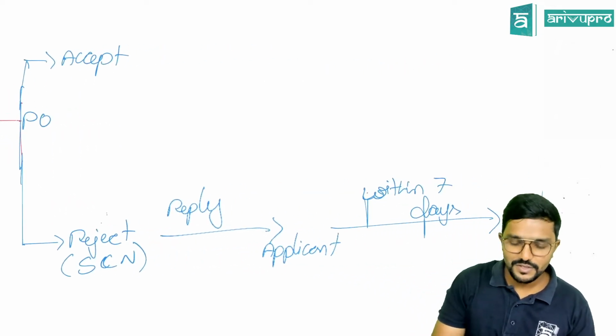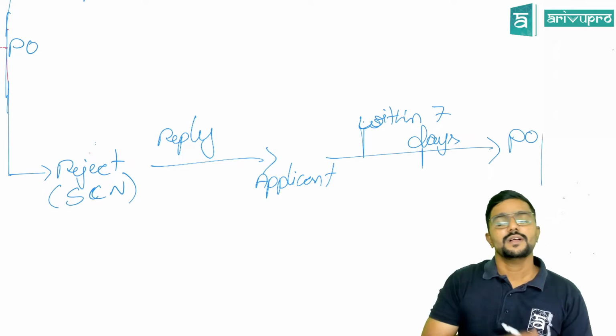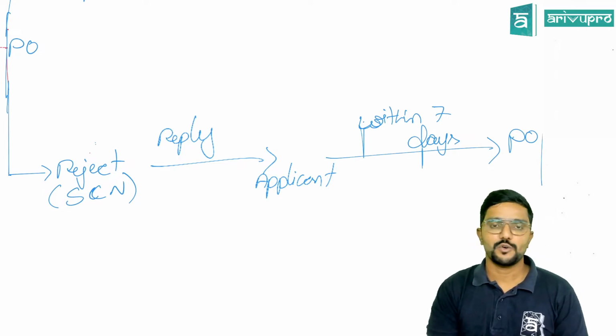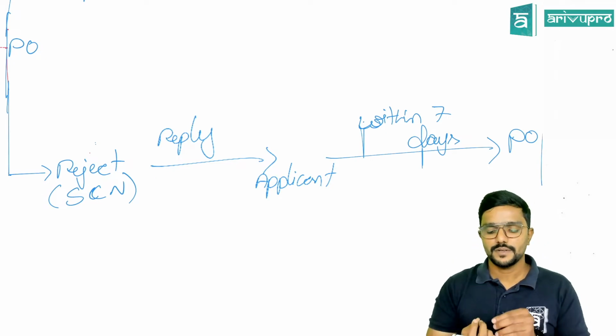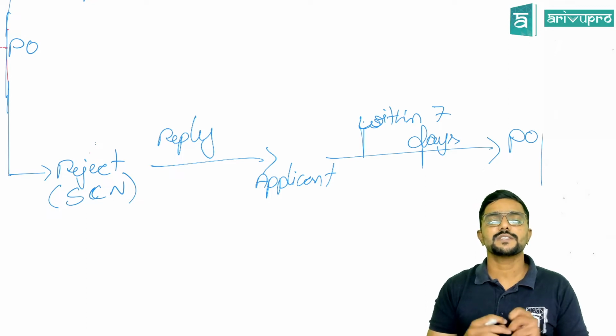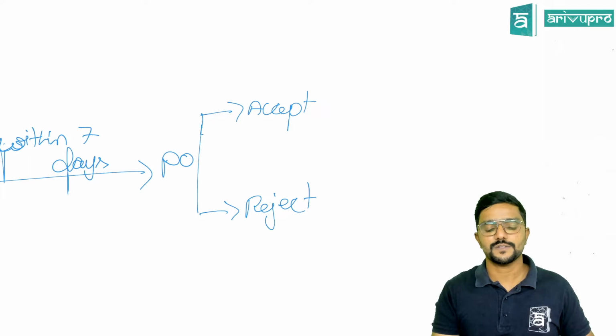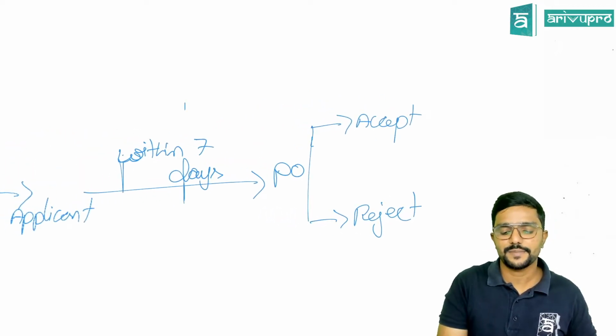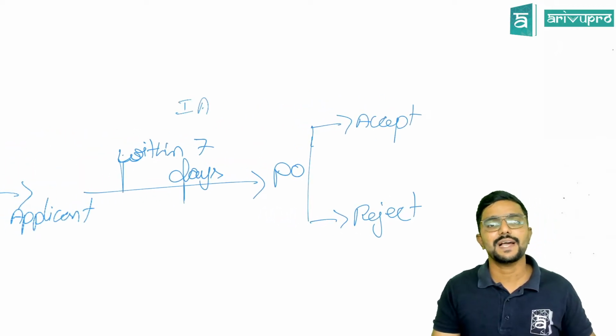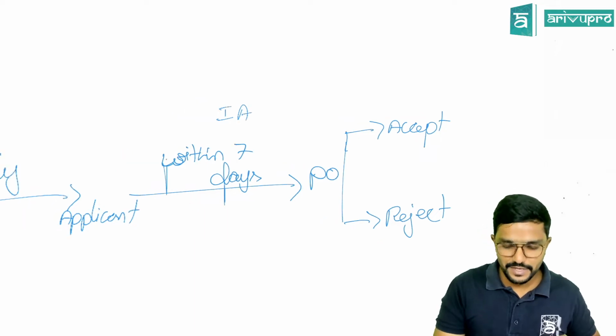Now, sir, the proper officer had given me the notice. I had replied to it. And within 7 days, he has not given any intimation. He has not accepted, and he has not rejected. In that case, implied acceptance. That is what they have given here.